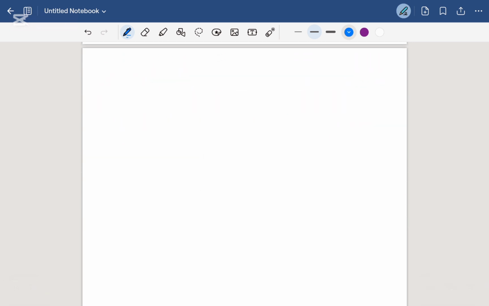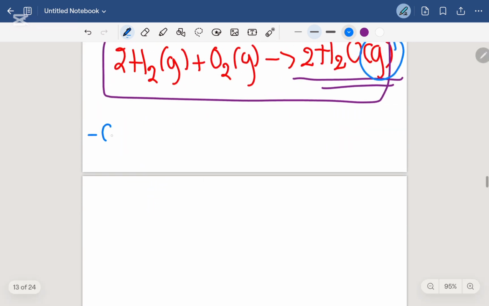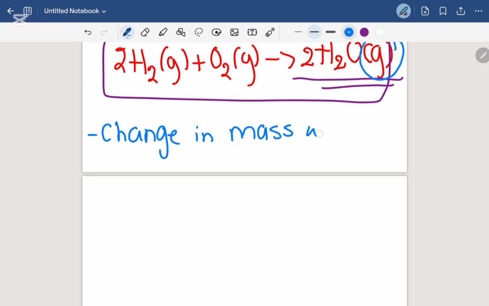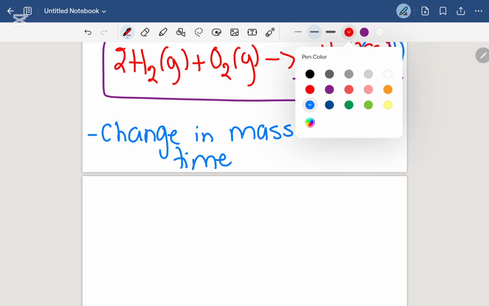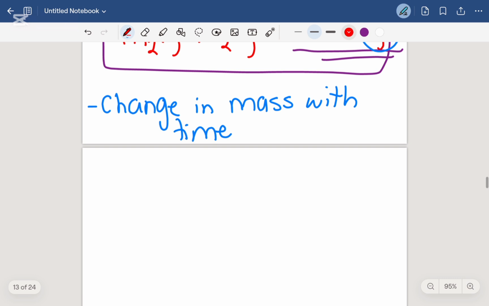Another way of studying is the change in mass with time. Don't mistake this for doing the mass of the products minus the mass of the reactants. You will get zero, because the law of conservation of mass says that whatever mass we have in the products will stay the same as the mass in the reactants.